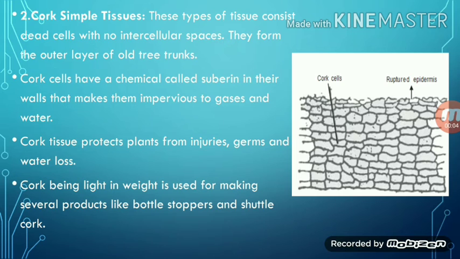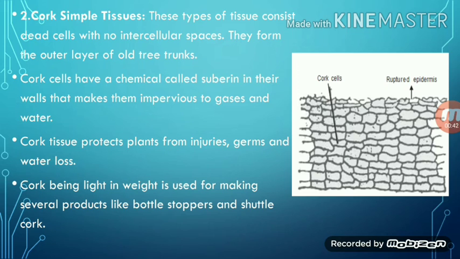Another type of tissue is cork simple tissue. It is also a protective tissue. This type of tissue consists of dead cells with no intercellular space. They form the outer layer of the old tree trunk. It consists of a chemical, suberin, which prevents gaseous and water exchange. Cork tissue protects plants from injuries, germs, and water loss, and cork is light in weight.